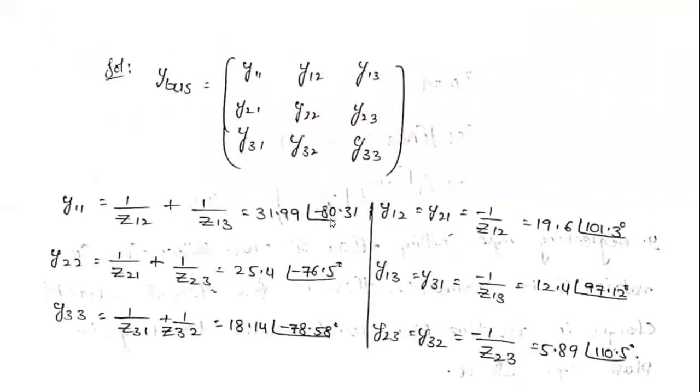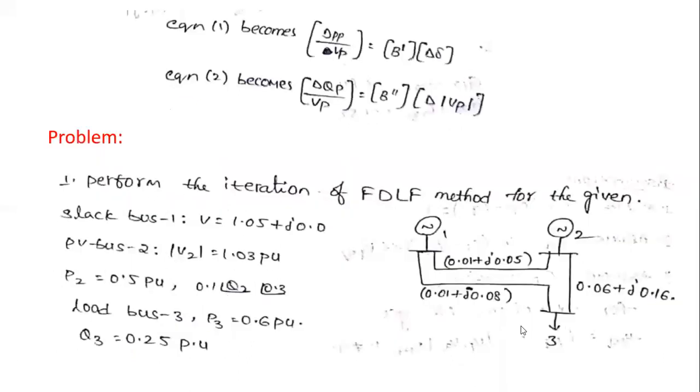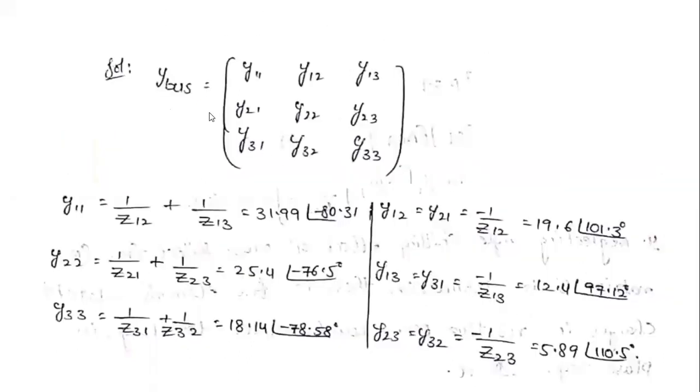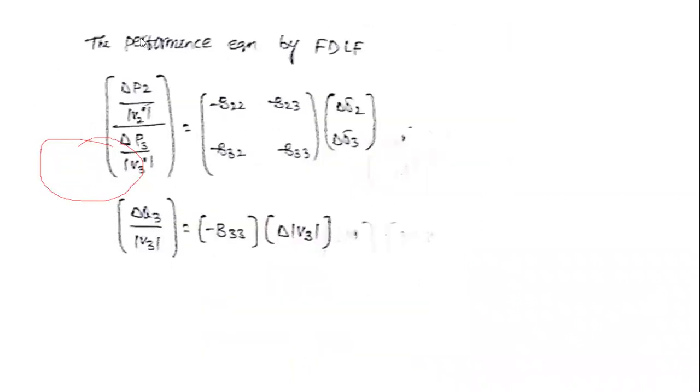First of all, study the given data and then form the Y-bus matrix. After forming the Y-bus matrix, we calculate the G values and the B values. Y is equal to G minus jB. Then we calculate the G values and the B values. Next, we perform the fast decoupled method.